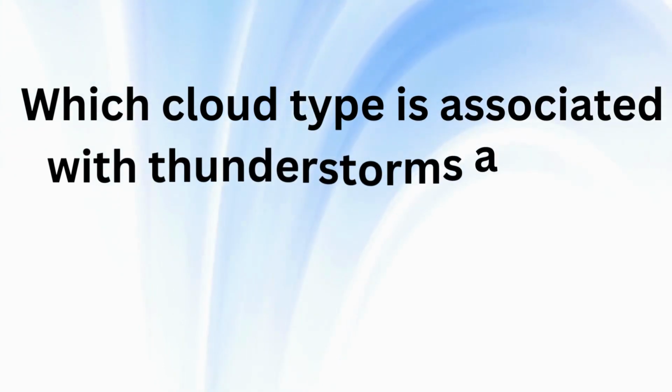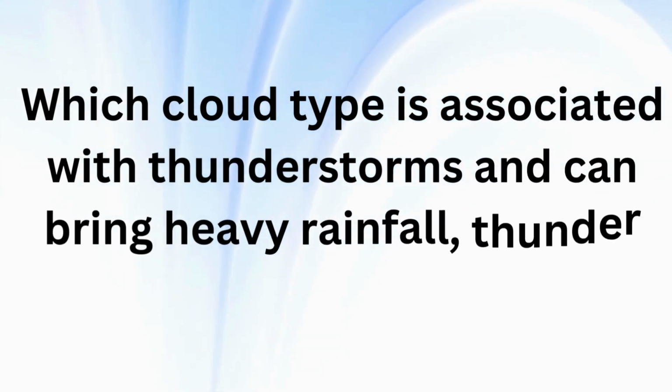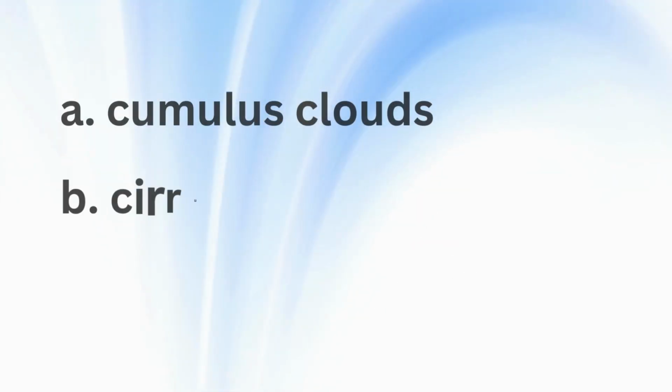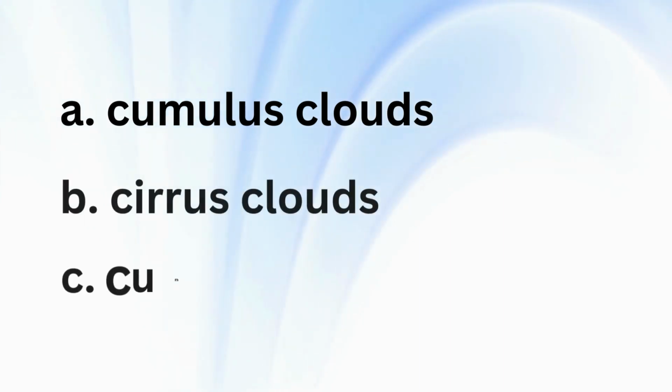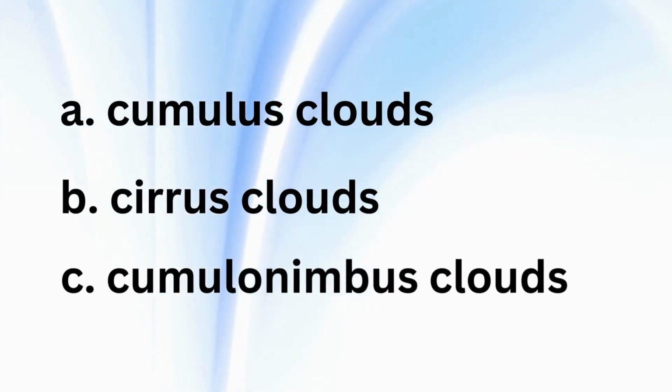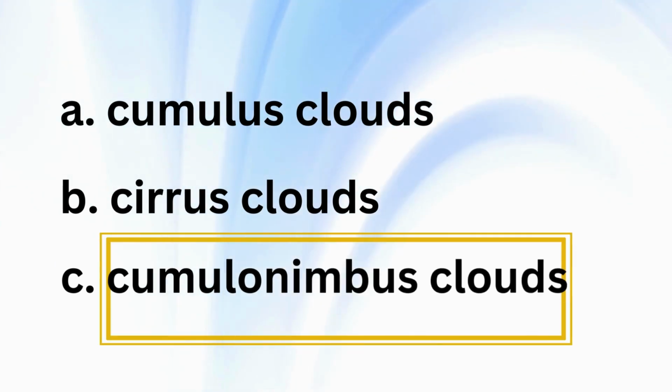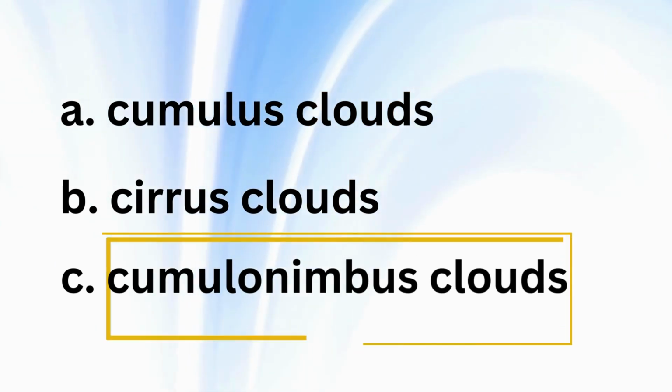Which cloud type is associated with thunderstorms and can bring heavy rainfall, thunder, and lightning? A. Cumulus clouds. B. Cirrus clouds. C. Cumulonimbus clouds. Answer C. Cumulonimbus clouds.